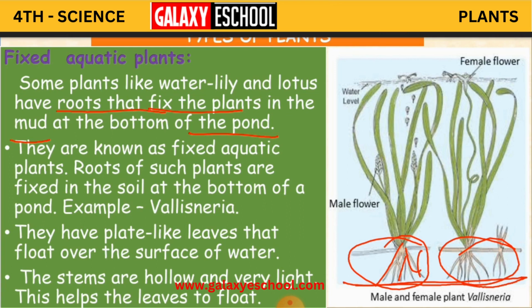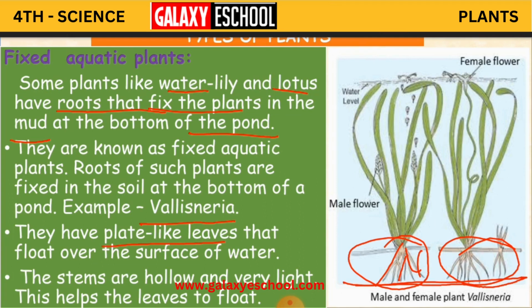Another example is Vallisneria. Not only water lily and lotus, the other plant is Vallisneria. We have so many, but we are naming some for you as examples. They are known as fixed aquatic plants. Roots of such plants are fixed in the soil at the bottom of a pond, and they have plate-like leaves. How are the leaves of this plant, children?